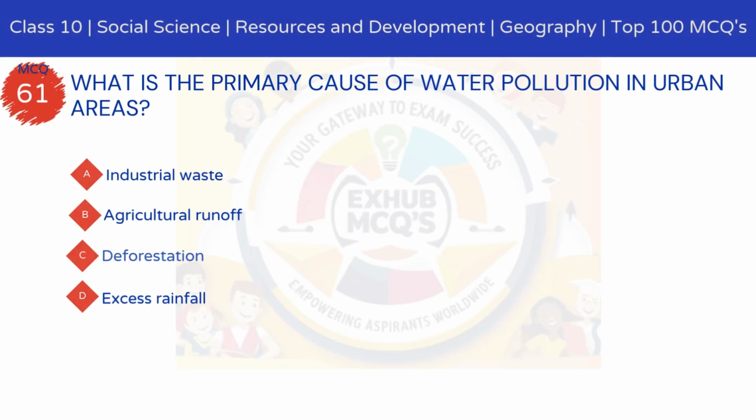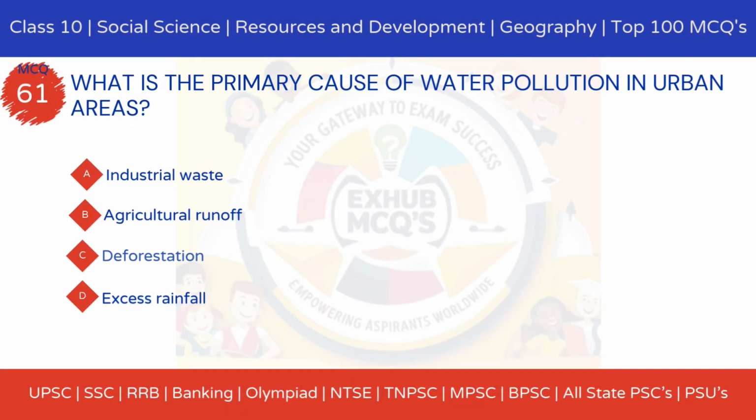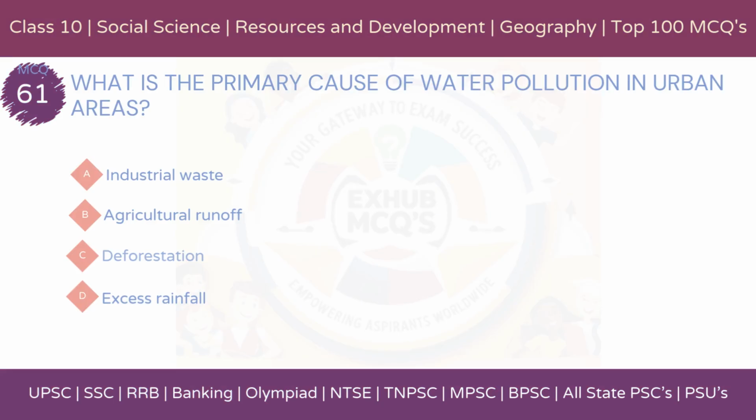MCQ 61, what is the primary cause of water pollution in urban areas? Option A, industrial waste. Option B, agricultural runoff. Option C, deforestation. Option D, excess rainfall.